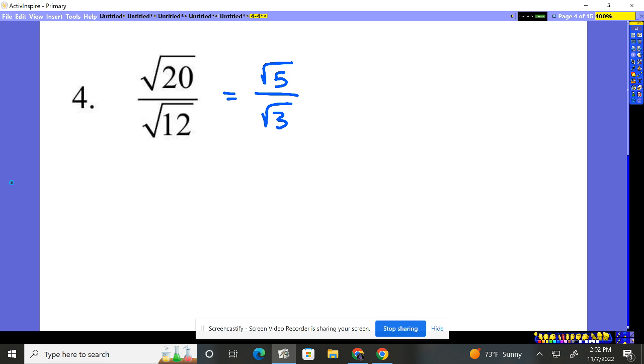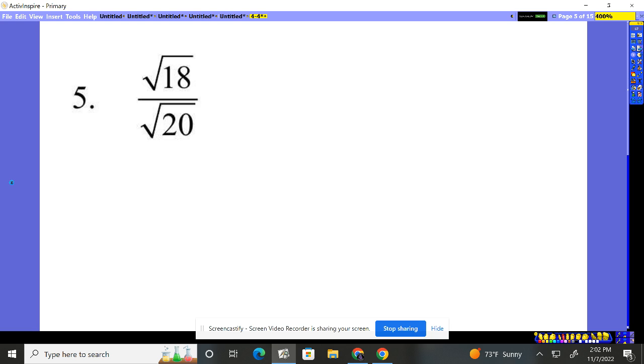Now I need to get rid of that root 3 in the denominator. We can't have that. So we're going to multiply by root 3 over root 3. That way you'll end up with just a 3 in the bottom. Up top, you're going to have a square root of 15. There's nothing you can do with that because 15 is just a 3 and a 5. There's nothing that can be pulled out. So that's as simplified as it gets.